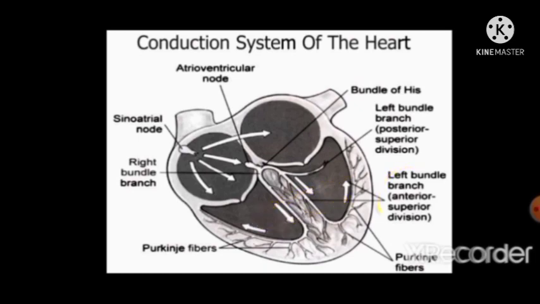This is a bundle branch of the anterior superior division. This is the Purkinje fiber, bundle of His. This is the AV node, atrioventricular node. This is the sinoatrial node, and from the right bundle branch it passes towards the right ventricle, and from the left bundle branch that passes towards the left ventricle.